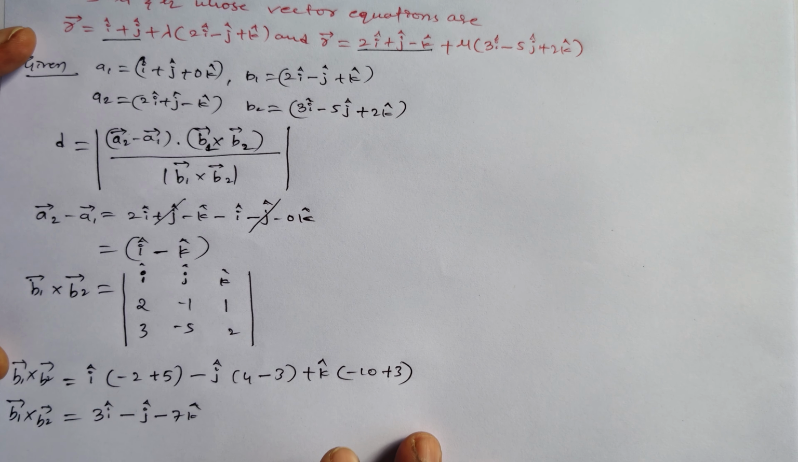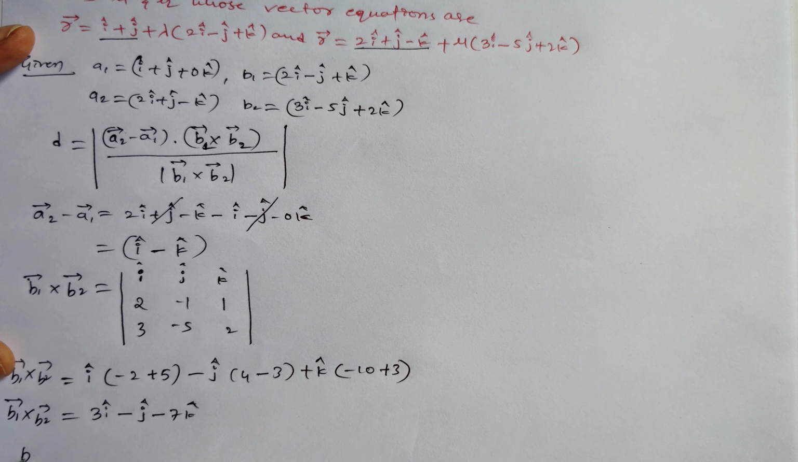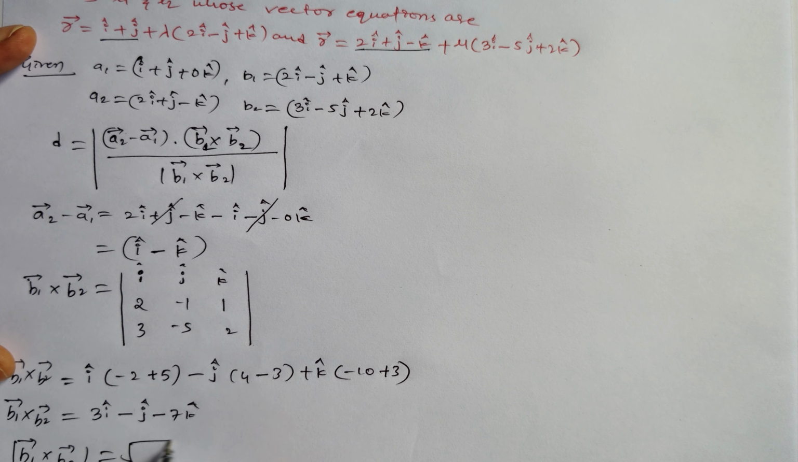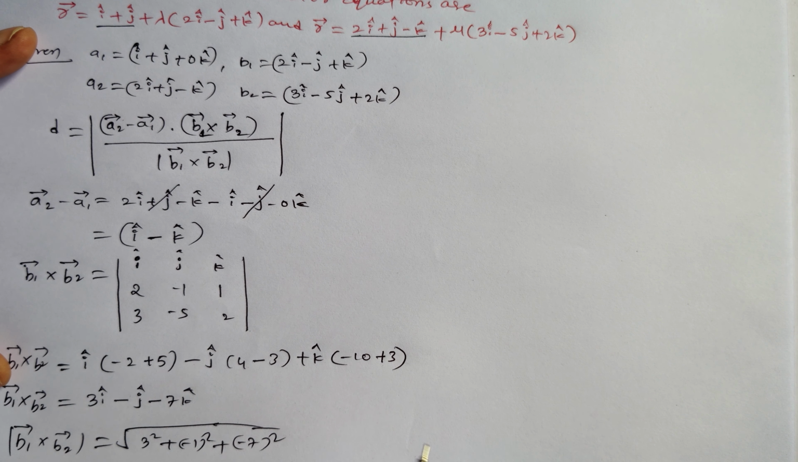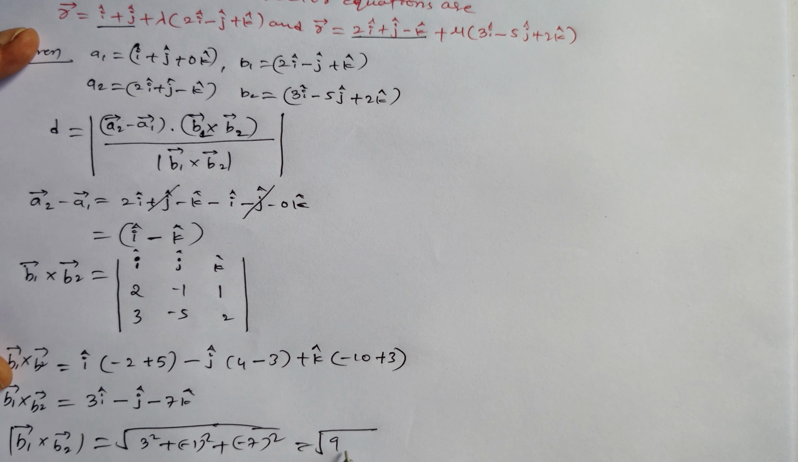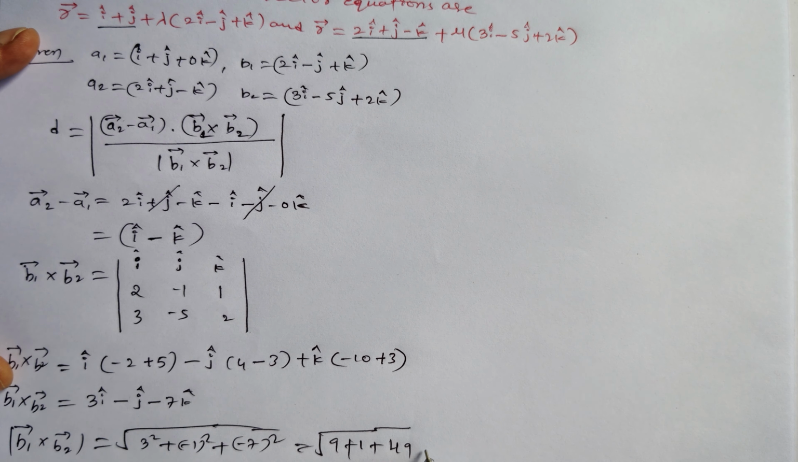Next, find the B1 cross B2 magnitude, that is equal to root of 3 square plus minus 1 square plus minus 7 square. So that is equal to 3 square becomes 9, 1 square becomes 1, 7 square becomes 49. So that is equal to root 59.